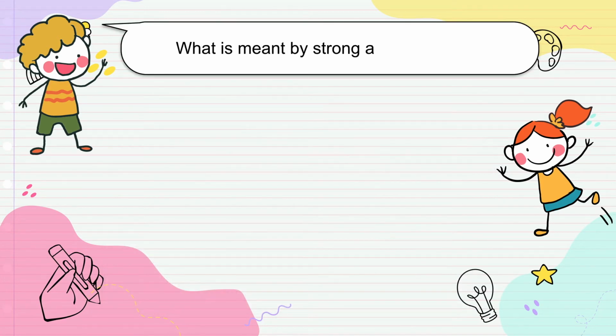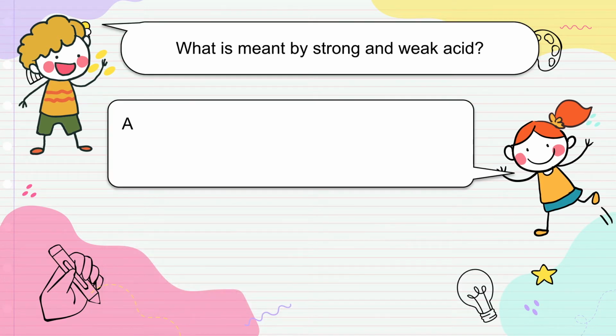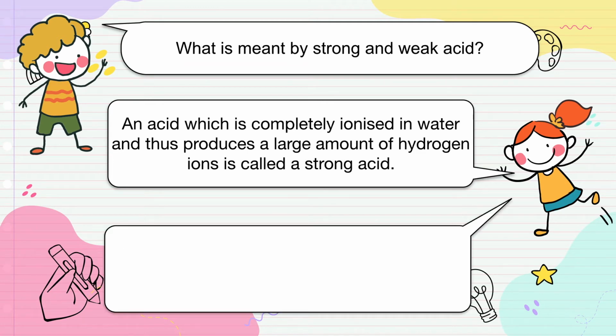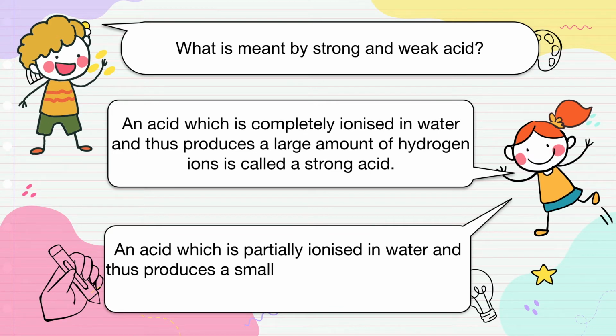What is meant by strong and weak acid? An acid which is completely ionized in water and thus produces a large amount of hydrogen ions is called a strong acid. An acid which is partially ionized in water and thus produces a small amount of hydrogen ions is called a weak acid.